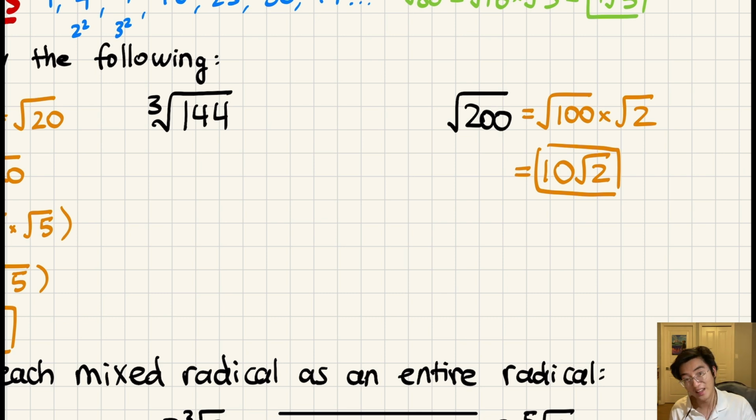So again, we could have taken out 40 if we want to, 40 times 5. What else can we do? 20. We can do 20 times 10. So we could have done all those factors, but at the end of the day, we could only take out factors that are perfect squares.